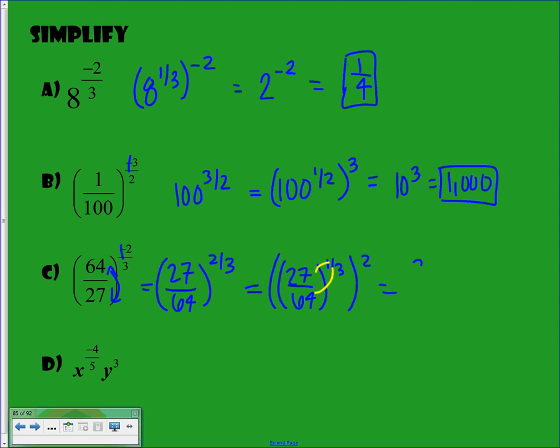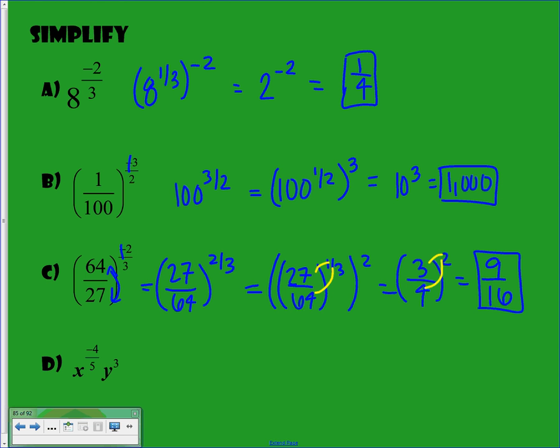27 to the 1/3 is 3. 64 to the 1/3 is 4. And I still have all of that to be squared. Watch it, again, it goes to the top and the bottom. 3 squared is 9. 4 squared is 16. So my final answer is 9 over 16. Well, you can't really use your trick in C because I had a fraction and I ended with a fraction, but I did flip it. So it still works, it's just a little harder to see in that one.